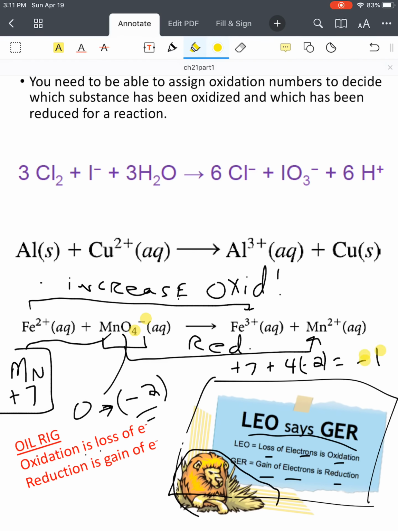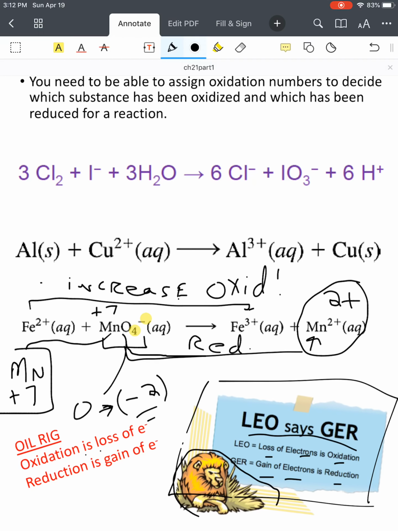So I need to sum up the oxidation numbers and get -1. So if I take 1 copy of manganese at +7 and add it to 4 copies of the oxygen, each at -2, the math works, doesn't it? So that's how I can assign a +7 to that manganese. Now because of that, it makes it a lot easier to see how this manganese is reduced. Because isn't the oxidation number of this ion over here on the right +2? So I go from a +7 state all the way down to a +2.